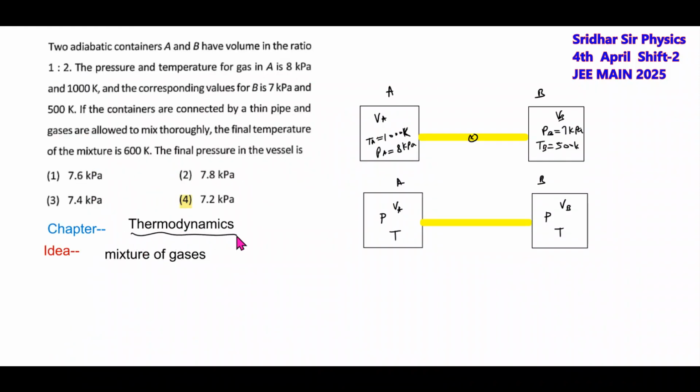This question belongs to thermodynamics, the mixture of gases. Here, two adiabatic containers A and B have volumes in the ratio 1:2. So the volume VA by VB will be 1/2. The pressure and temperature for gas A is 8 kilopascal, 1000 Kelvin. For B it is 7 kilopascal, 500 Kelvin. The valve is opened, so the gas will flow from one container to the other. We need the final pressure P and temperature T at equilibrium.